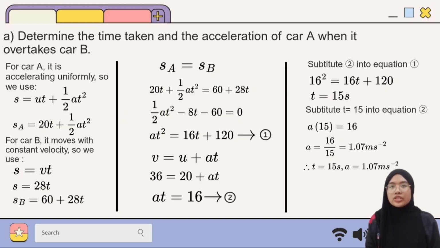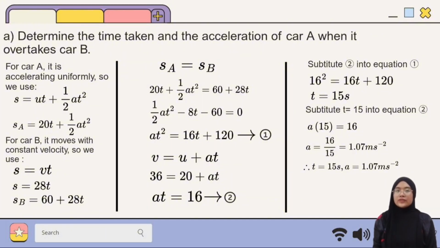This condition allows us to form the first equation by equating the distance traveled by both cars. For car A, the distance traveled is described by s equals ut plus 1/2 at squared, which gives 20t plus 1/2 at squared, while for car B, which has a 16 meter head start and moves at constant velocity, the distance traveled is 16 plus 28t. By equating these two expressions, the first equation relating time and acceleration is obtained.